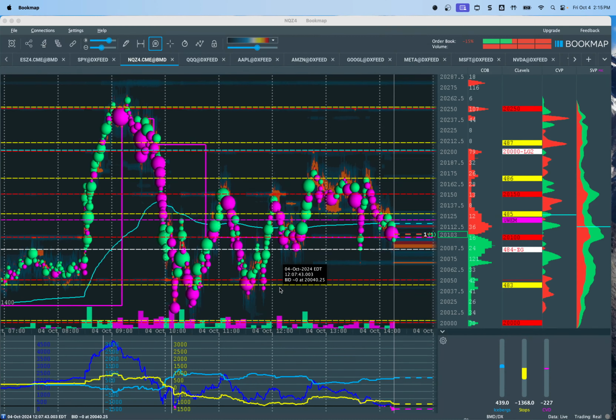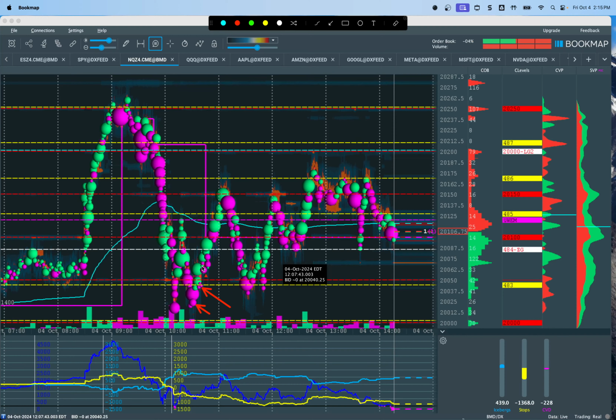And here's that 10:30 reversal. Sellers are exhausted. Small magenta volume dots. Aggressive buyers start to come in. Now price is grinding higher. Maybe found resistance at the 486 level.